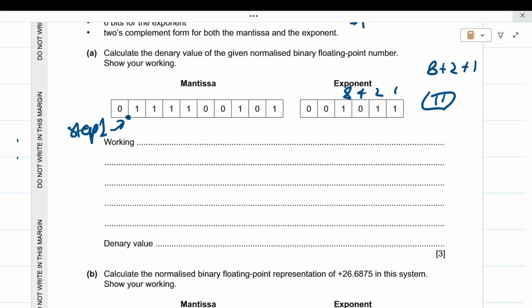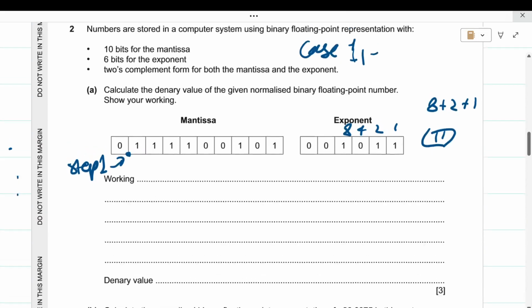Yes, my maths is pretty bad. I've been teaching maths though. Never mind. 8 plus 2, 8, 9, 10, 11. Yes.